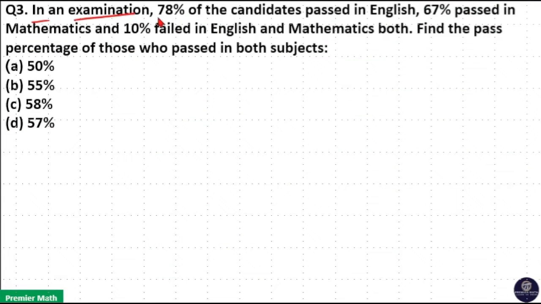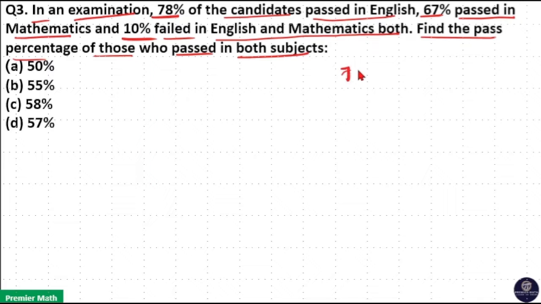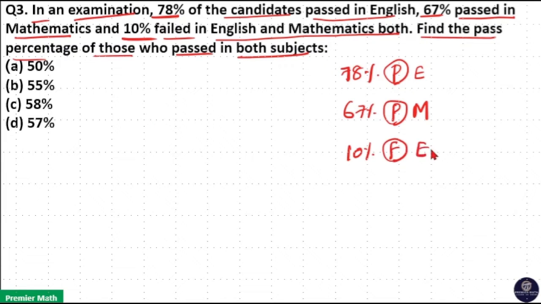In an examination, 78% of the candidates passed in English, 67% passed in mathematics, and 10% failed in English and mathematics both. Find the pass percentage of those who passed in both the subjects. Here, 78% of students passed in English and 67% passed in maths. 10% students failed in both English and maths. Now, this combined data is for failed students. So we need to find the percentage of students who failed in English as well as in maths.